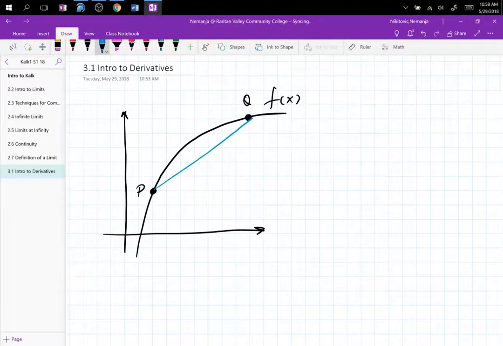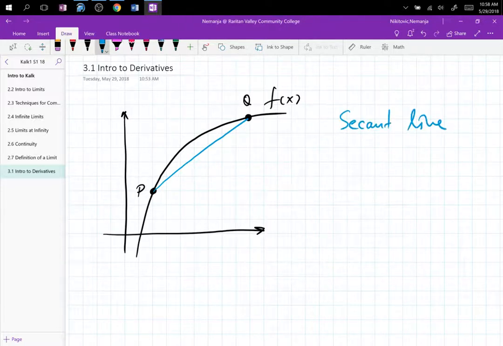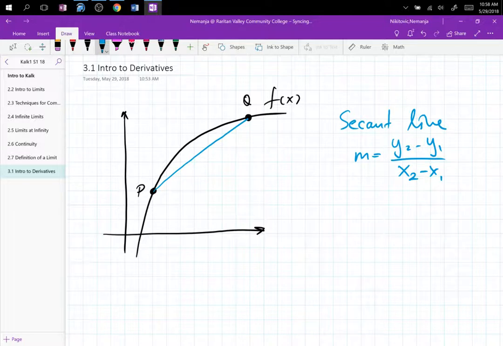And what I'm going to do in blue is draw a secant line. A secant line is the line that cuts through the graph. It's actually in Greek, secant means to cut. So the blue line is the secant line, and the slope of that secant line is y2 minus y1 over x2 minus x1. This is basic algebra stuff that you know for what, 10 years now? Whatever, give or take, right?